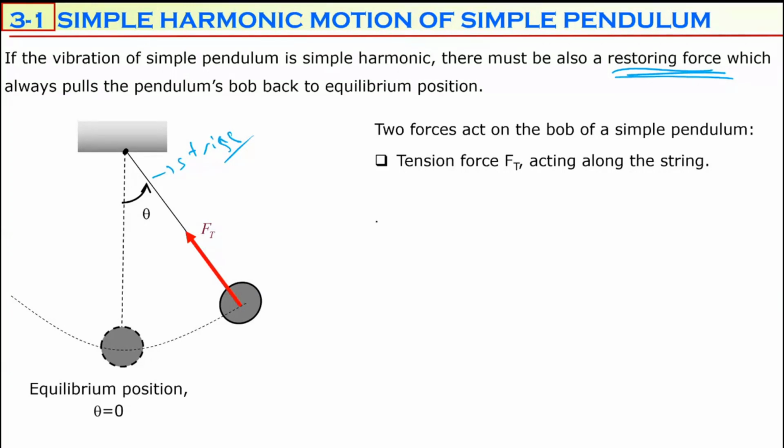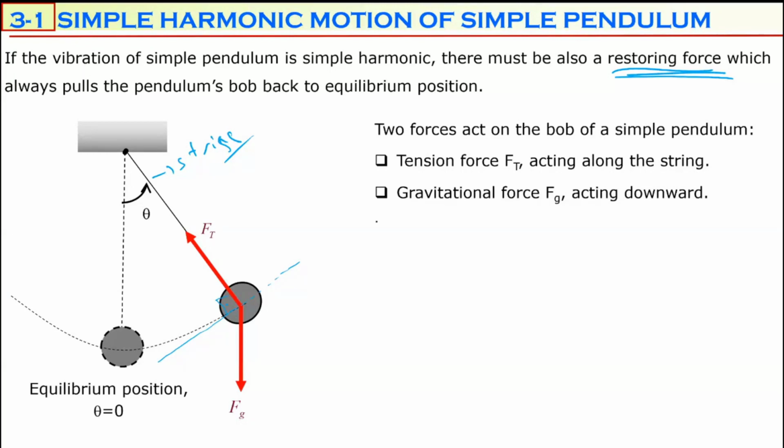Earth pulls this pendulum's bob down towards the center of the Earth. Two forces are acting on the pendulum's bob. But one force can never be a restoring force in here. Which one is this? Tension force.